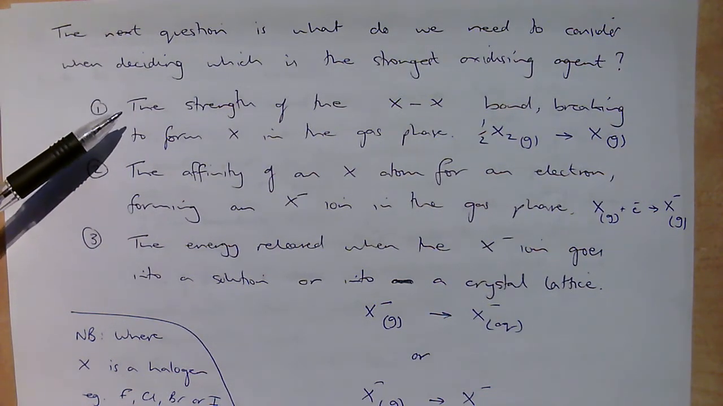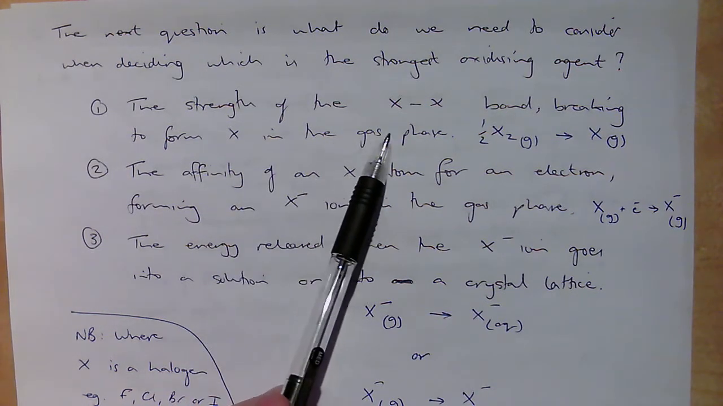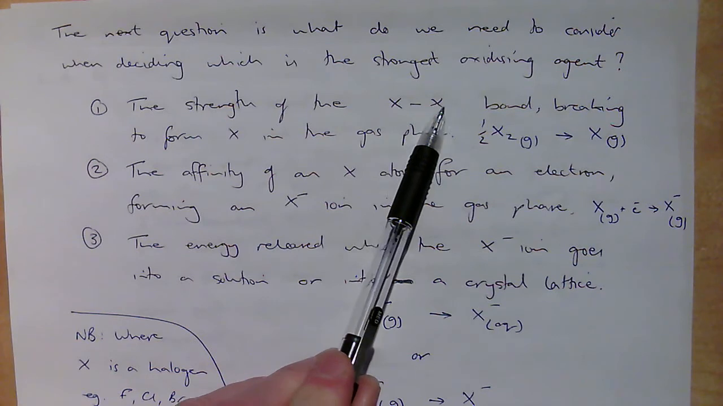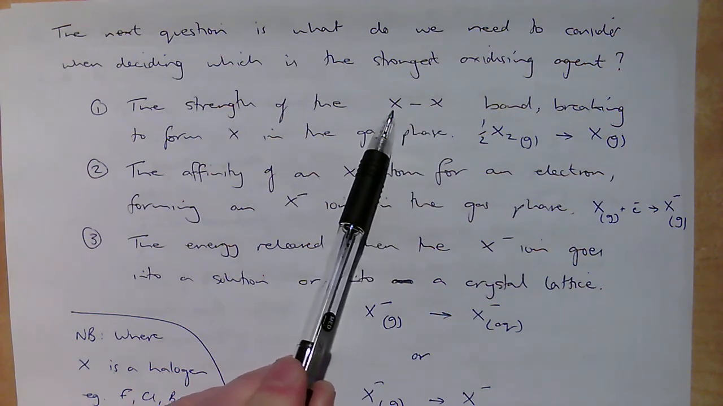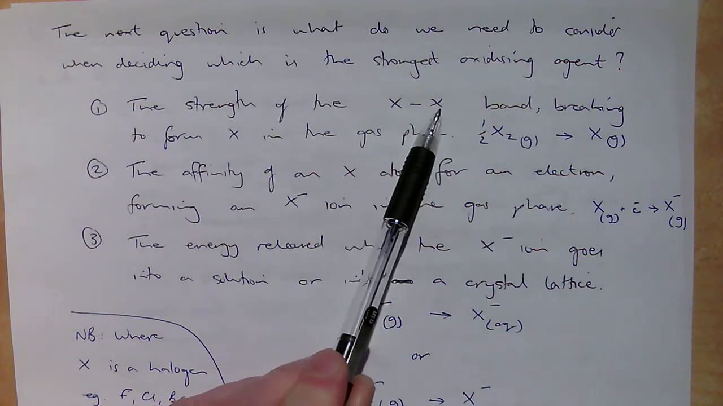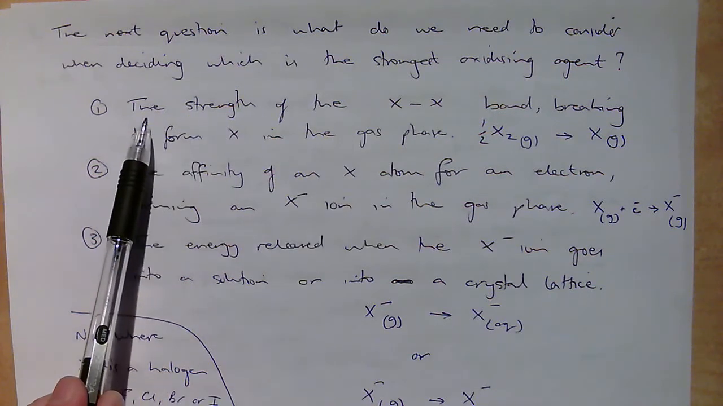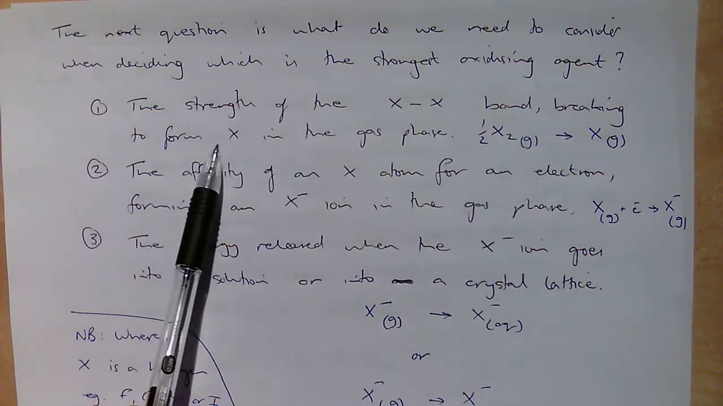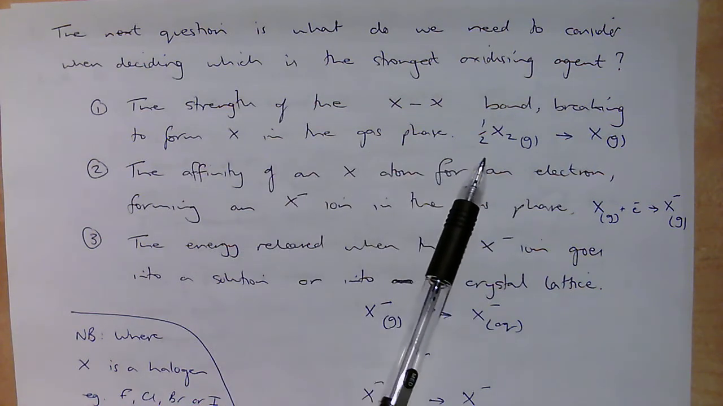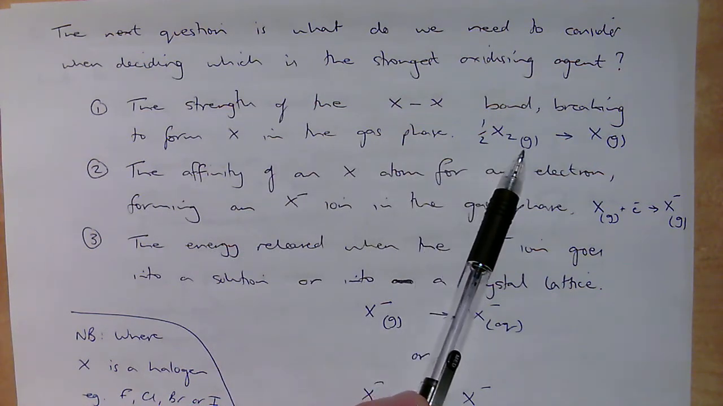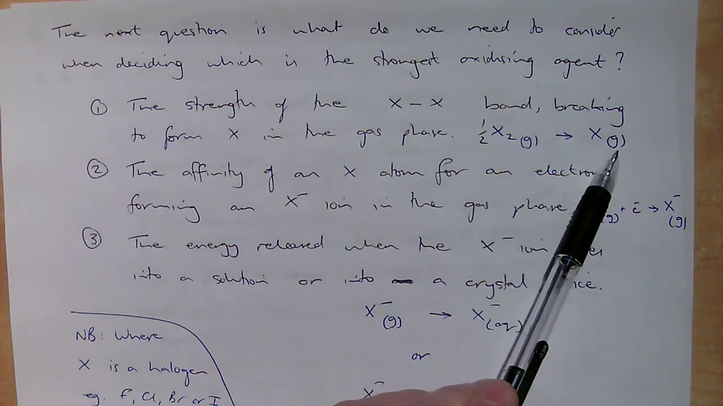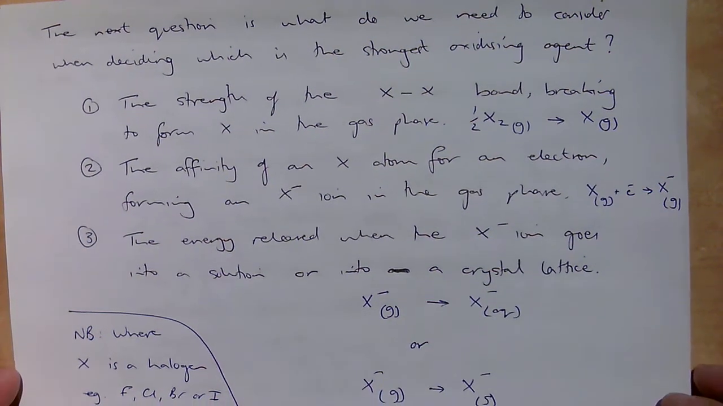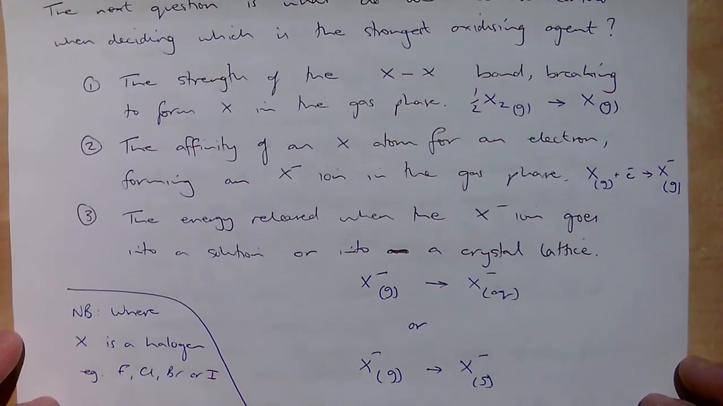First of all, we need to consider the strength of the halogen-halogen covalent bond, so the Cl-Cl covalent bond, or the F-F covalent bond, or the Br-Br covalent bond. So we need to consider the strength of the X-X bond breaking to form X in the gas phase. So if I take half X2 gas, it makes an X atom. X is the halogen. That's the first thing we need to consider, the strength of the X-X bond.